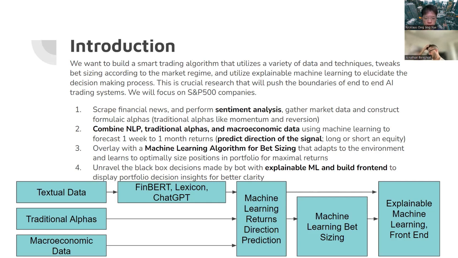We want to predict the direction of the signal, long or short in equity. We also want to overlay this with a machine learning algorithm for bet sizing that adapts to the environment and learns to optimally size positions in the portfolio. And lastly, explainable ML. Below you can see the pipeline.